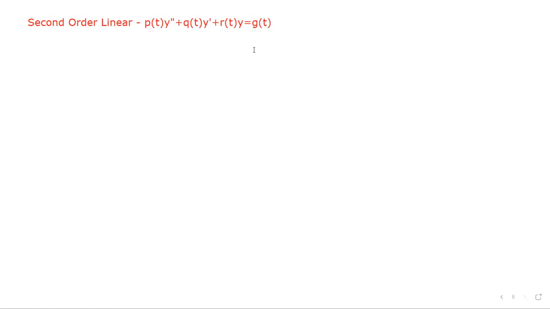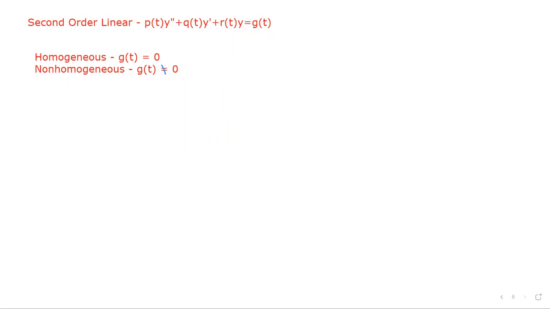If we have something that's nonlinear, then at least one of these y terms will have an exponent that's not just one. When we talk about homogeneous, or homogeneous, take your pick, that's when our g of t is equal to 0. If we have non-homogeneous, then our g of t is not equal to 0. We'll make that not equal.